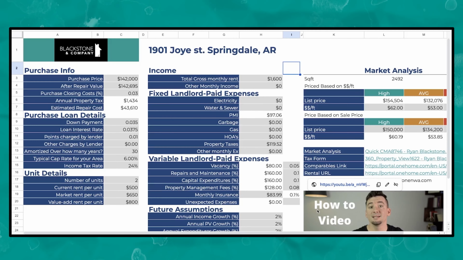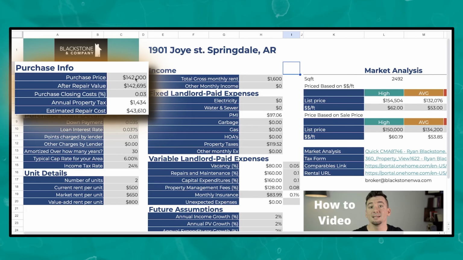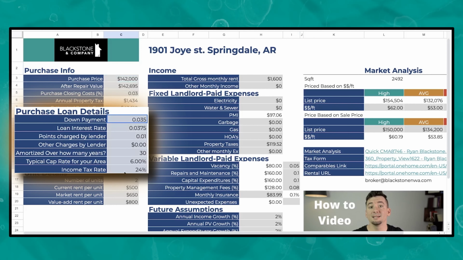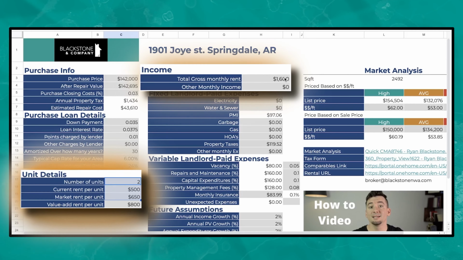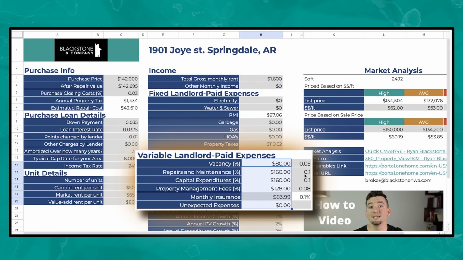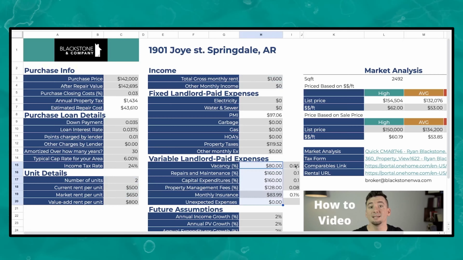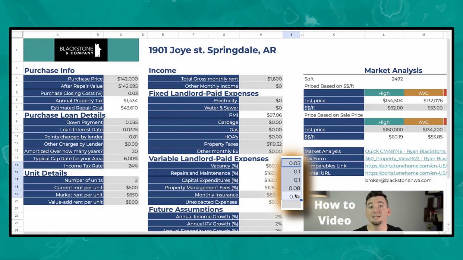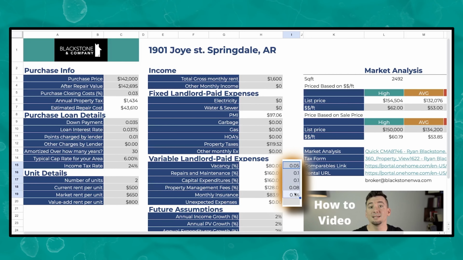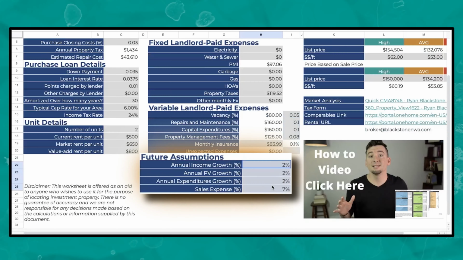Now, what you'll see is you'll start off seeing purchase information. You'll see loan details, unit details, income, and then expenses and variable expenses. Now, most often in the trade, we look at changing those variable expenses based off of a percentage of the actual gross income. Yet you can also change these based off of the actual dollar amount that you think it might be. We also have some future assumptions.